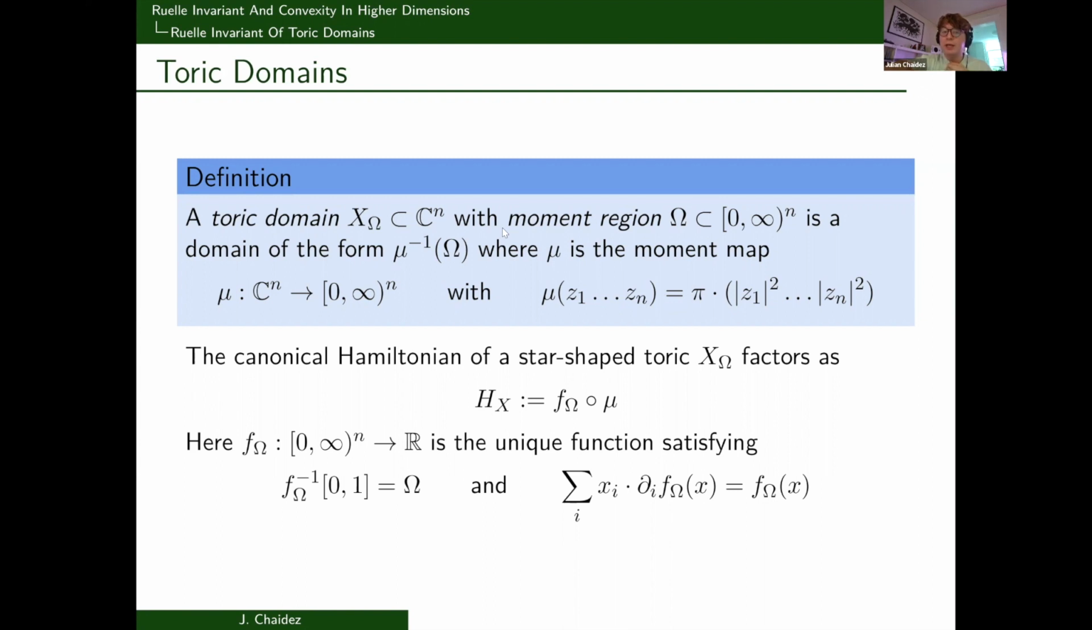Okay, so in this situation, when I have a star-shaped toric domain, this canonical Hamiltonian can be factored through the moment map. So it can be written as a function just on R^n, precomposed with μ. And here, this function f is the unique function that satisfies the following two properties. So when I have a toric star-shaped domain, this H is also toric in the right sense.